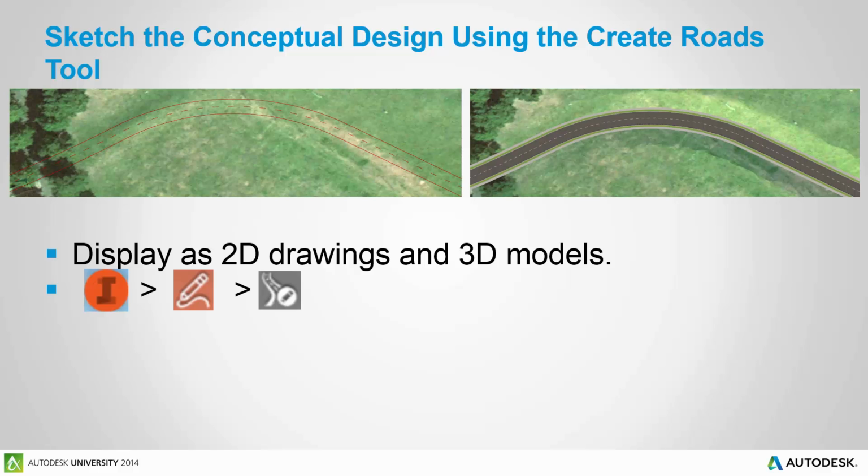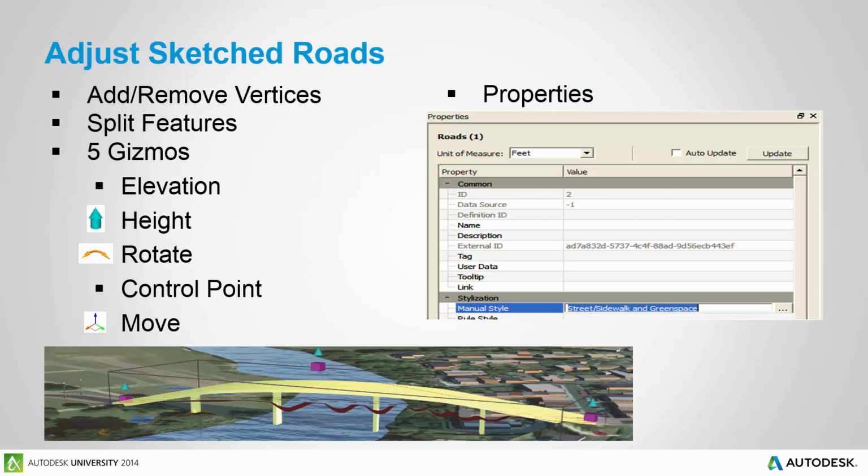When you're working with roads inside of a proposal and you've sketched those roads in, you can look at those roads in two different ways. If you've used sketch roads, you can look at them as 3D models, as you see on the right-hand side of your screen, or you can look at them as 2D objects, as you see on the left-hand side of the screen there. And then you can adjust them accordingly using gizmos.